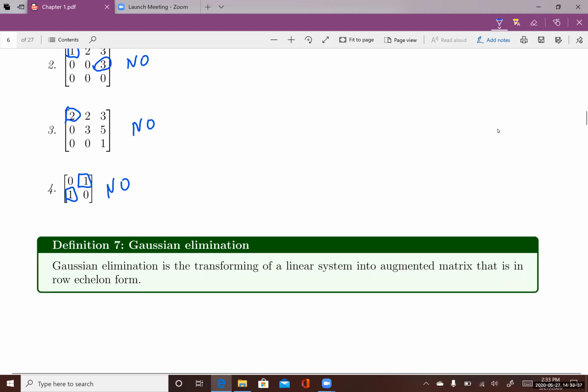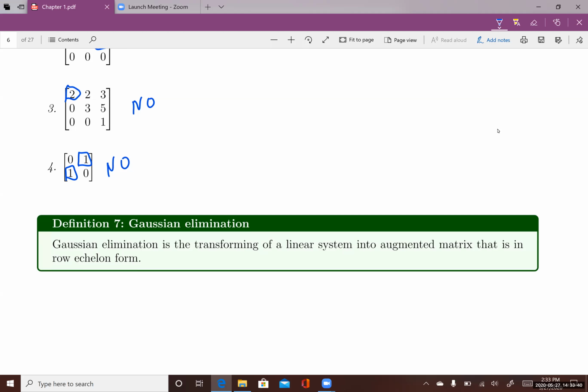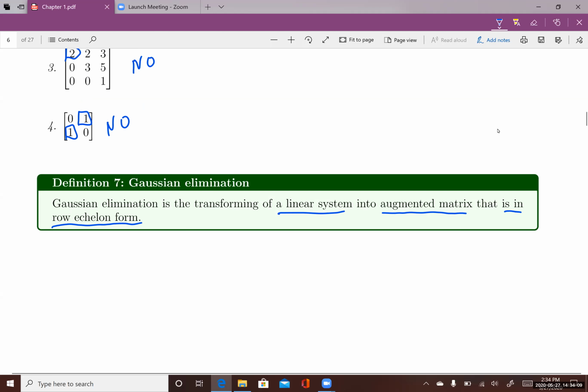And now we can talk about Gaussian elimination. By definition, Gaussian elimination is the transforming of a linear system into an augmented matrix that is in row echelon form. Okay, so you're transforming a linear system into its augmented matrix, and then you have to transform that augmented matrix into the row echelon form. So that is the Gaussian elimination process.